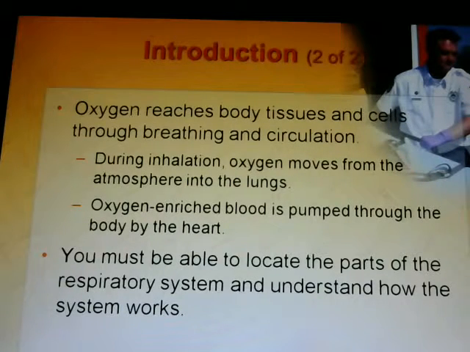As oxygen reaches the body's tissues and the cells through the breathing and circulation, during inspiration, oxygen moves from the atmosphere into your lungs. Oxygen-rich blood is pumped through the body by the heart. You must be able to locate the parts of the respiratory system and understand how this system works to do the job of an EMT, advanced EMT, or a paramedic.